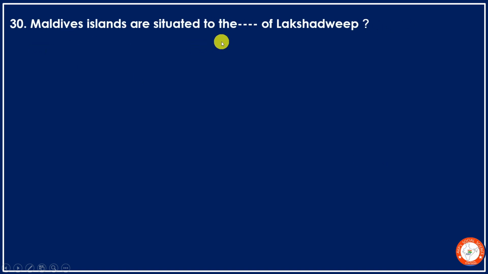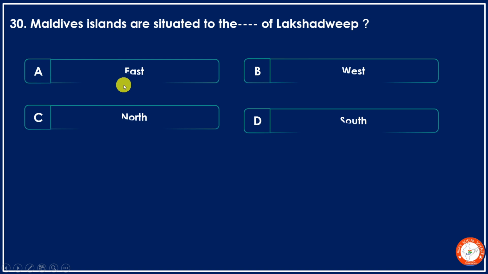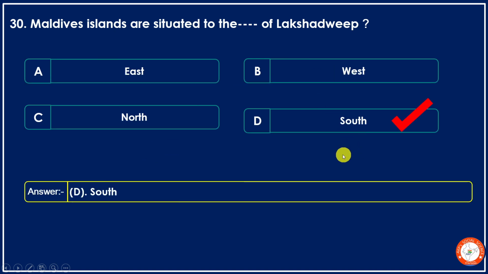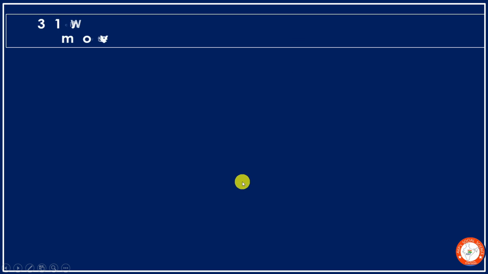Maldives Island are situated to the dash of Lakshadweep. East, west, north, south. The correct answer is south. South of Lakshadweep, Maldives is located.